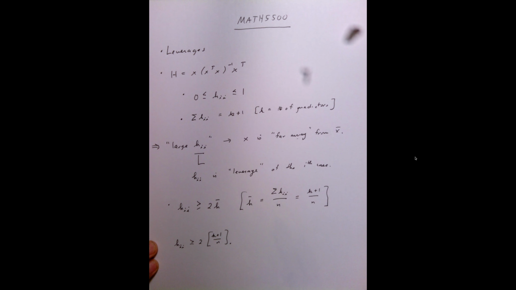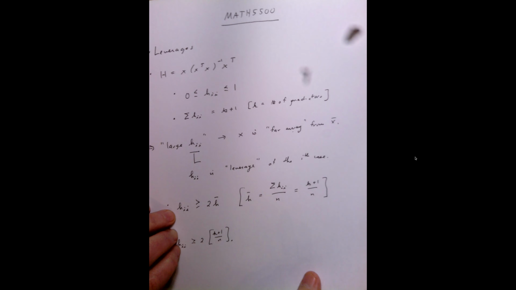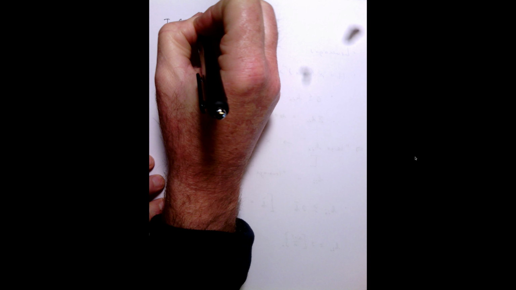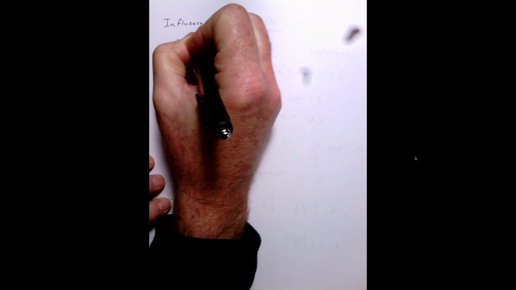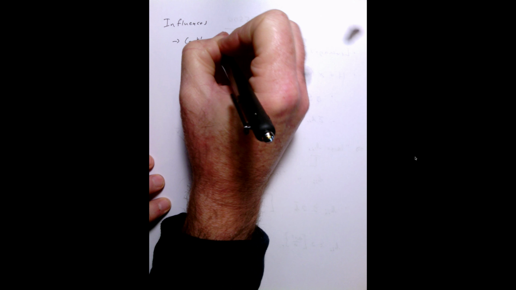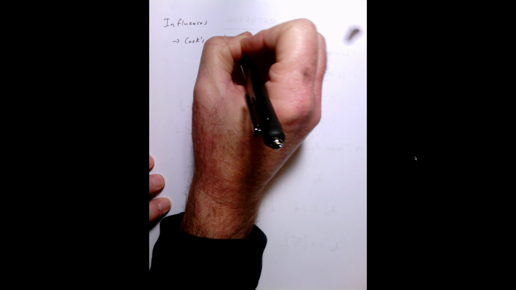Okay. Now let's move into influence. Again, over the last 3 or 4 videos, I've been consistent. We look at outliers, residuals, right? We look at leverages, and we look at influences. Well, for the influences, what I want to focus on in this class is called Cook's distance.